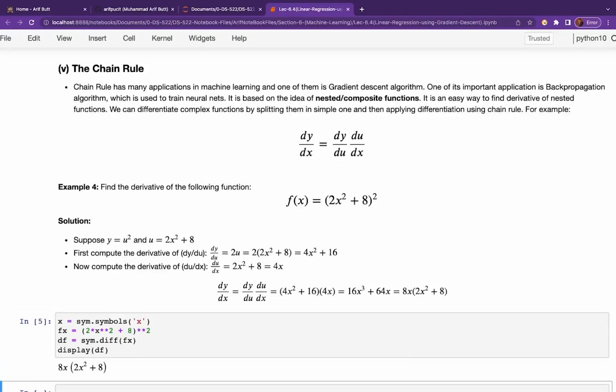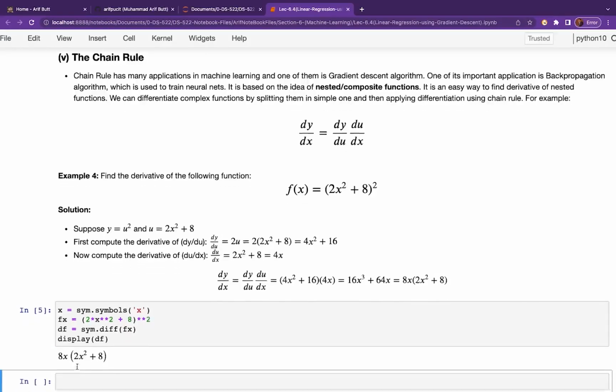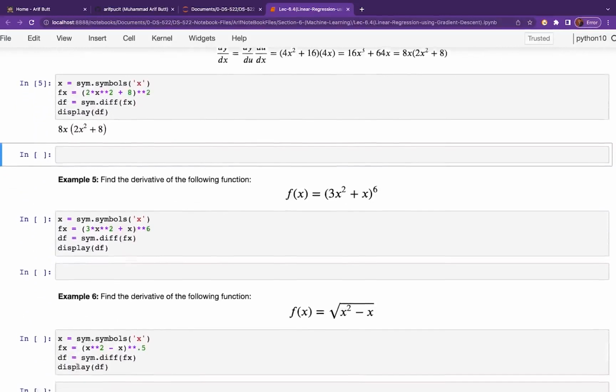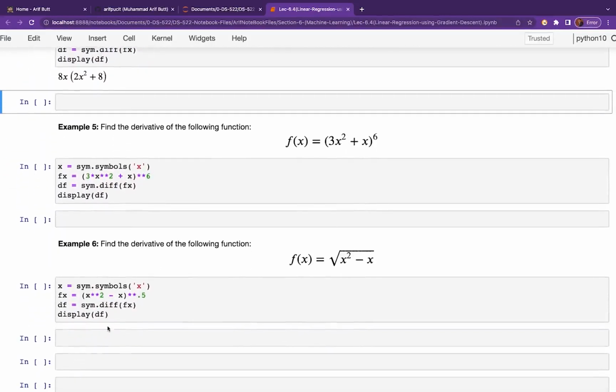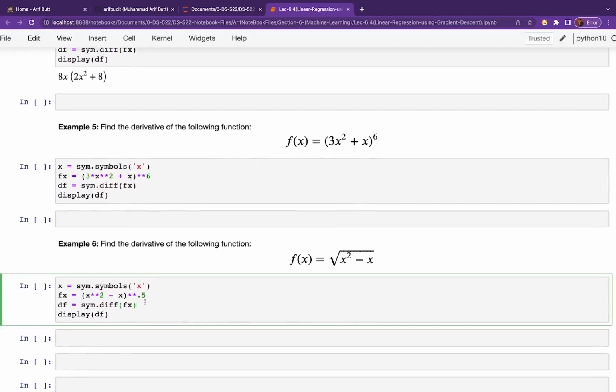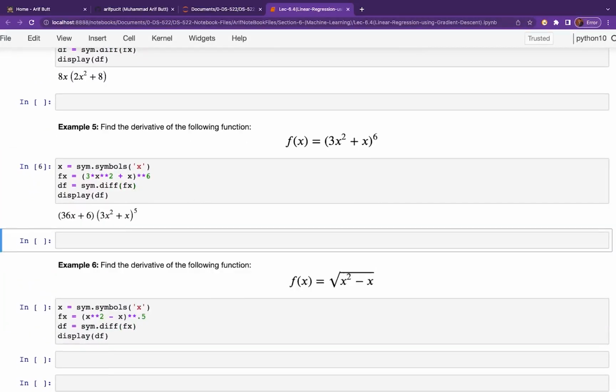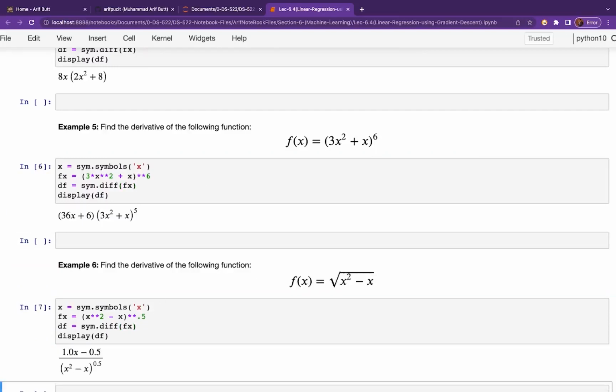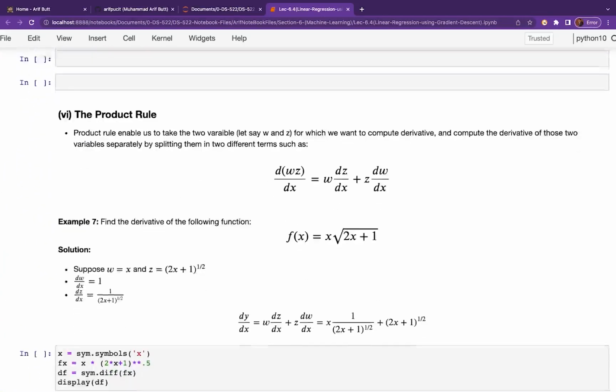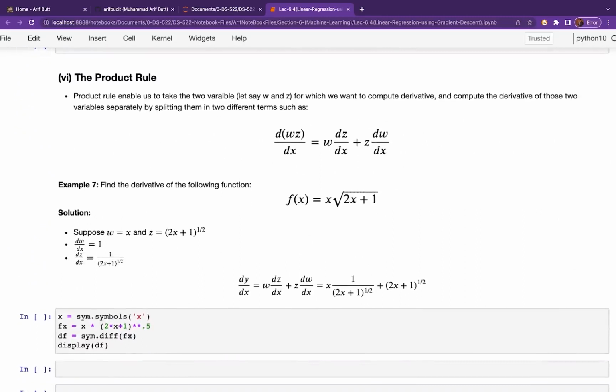Let me execute the code of this cell. Great. My dear friends, do practice differentiating these examples. Let me execute this code, and let me execute this code as well. Please do it using paper and pencil for better understanding. And let me move ahead to the next rule, and that is the product rule.